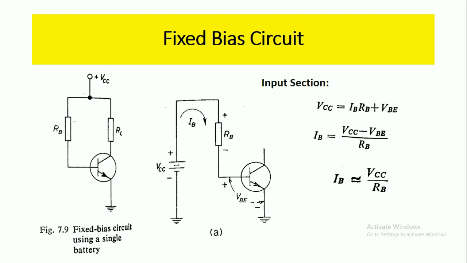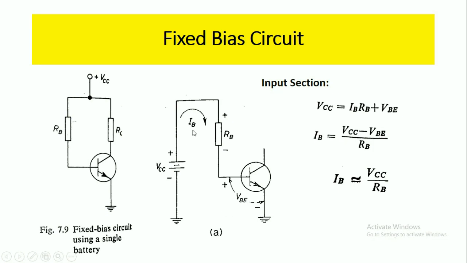Now we will look at the input section. Let us first consider only the input section of the circuit. It is shown in this figure: VCC, RB, and the base terminal of the transistor to the emitter terminal. If we represent the same circuit like this, the base current IB flows from VCC through the resistance RB, and the voltage drop across the base to emitter terminal is considered as VBE.